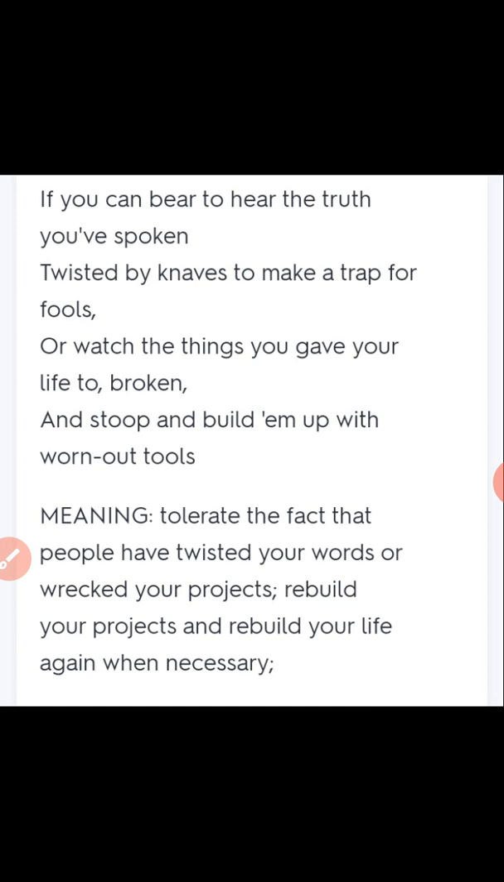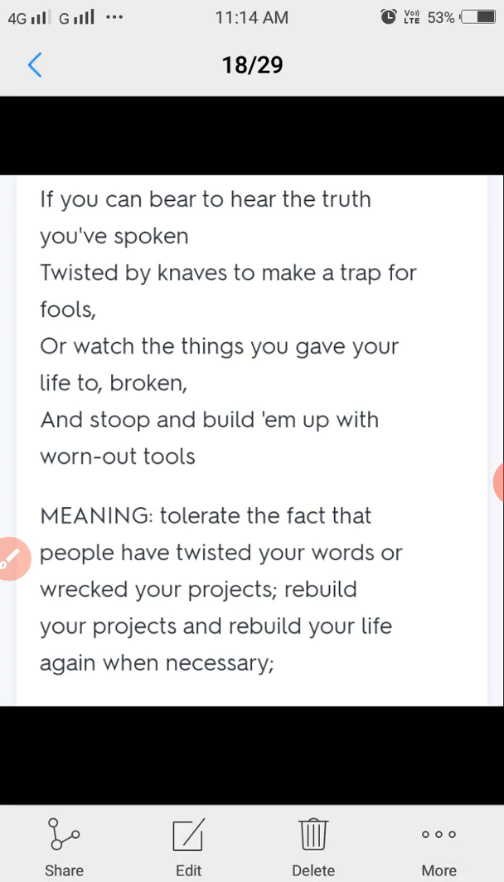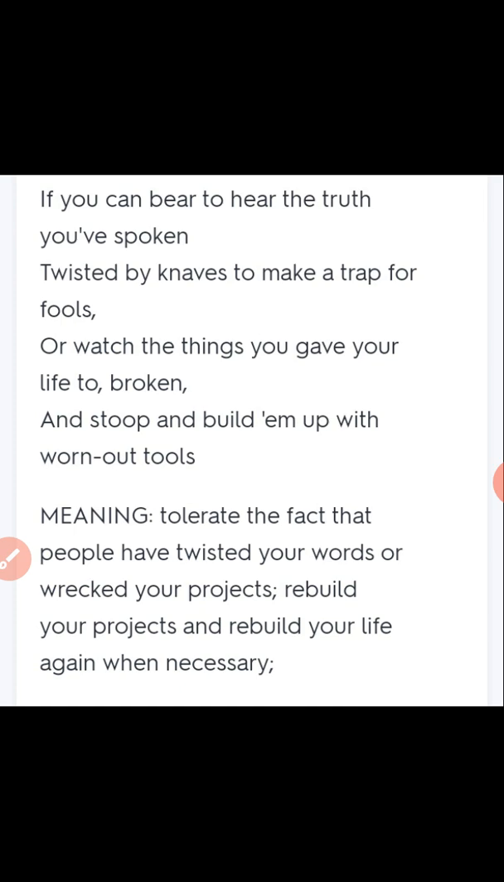See the next paragraph. If you can bear to hear the truth you have spoken, twisted by knave to make a trap for fools, or watch the things you gave your life to broken, and stoop and build them up with worn out tools. What does it mean? Means tolerate the fact that people have twisted your words or wrecked your projects. Rebuild your projects and rebuild yourself again. Means try to gain that confidence again within you and move on.